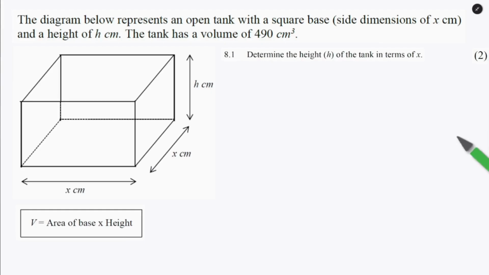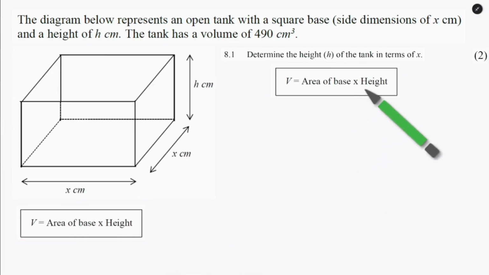Starting off with question 8, we jump into our measurement. We have been given a square-based prism with x, x, and h as our dimensions. We need to determine the height of the tank in terms of x, and we are going to be utilizing this formula they gave us to do that: the area of the base multiplied by the height.